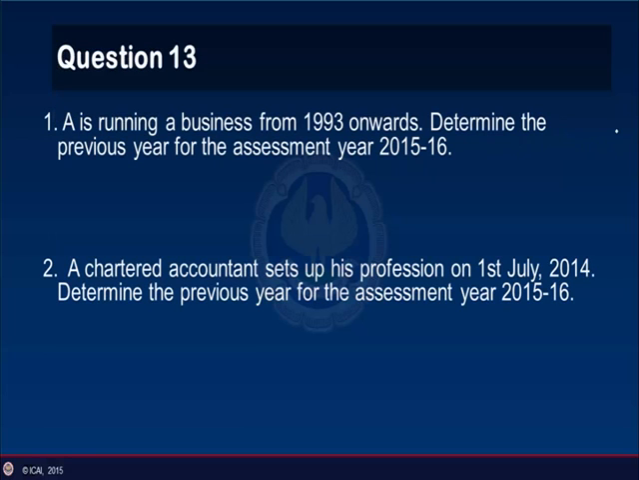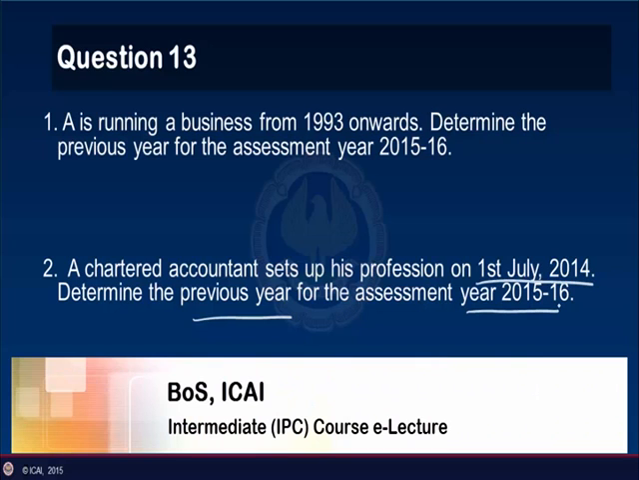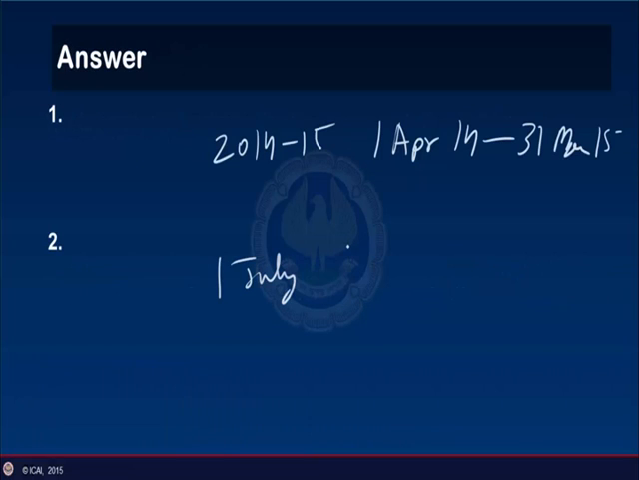A chartered accountant sets up a profession on 1st July 2014. Determine the previous year for assessment year 15-16. So on 1st July he started his business, so 1st July 2014 till 31st March 15 would be the previous year.